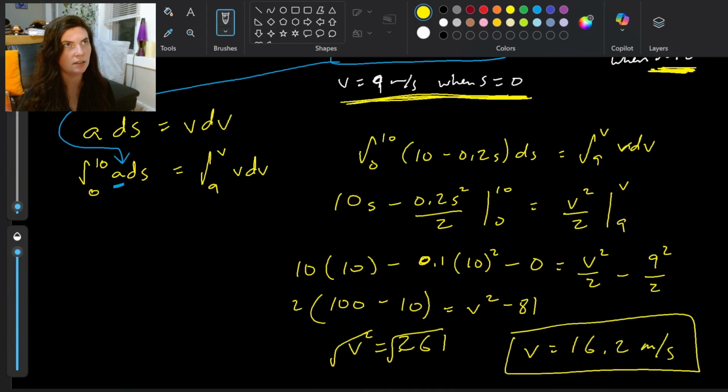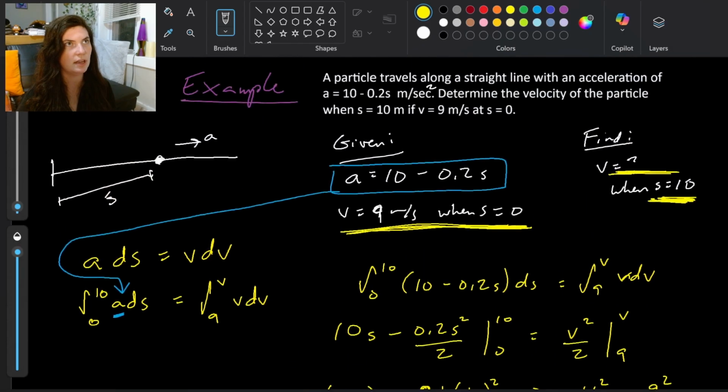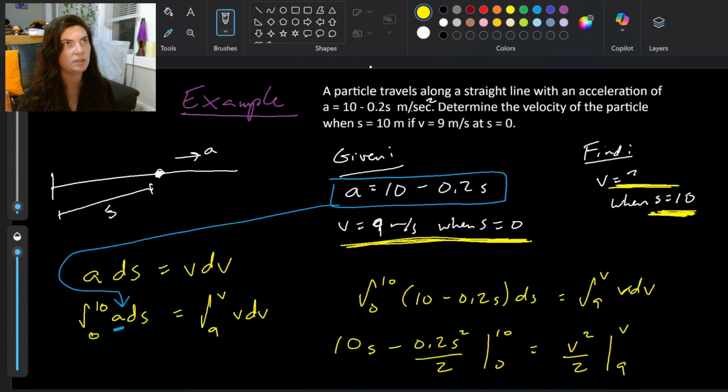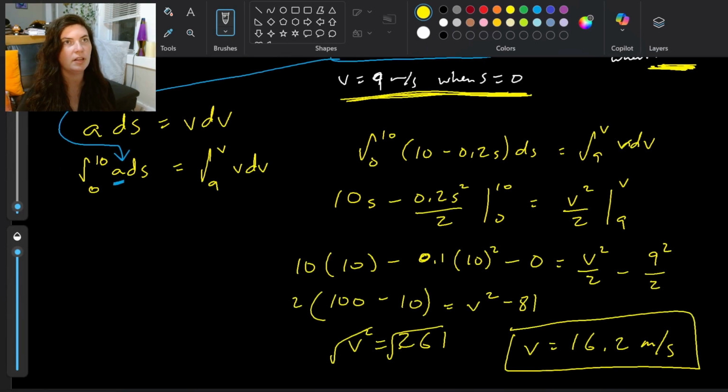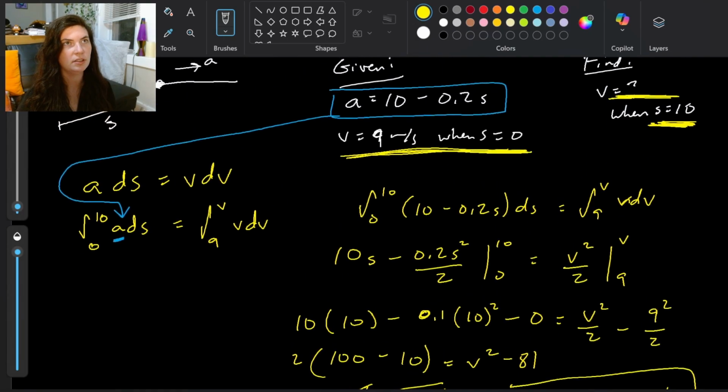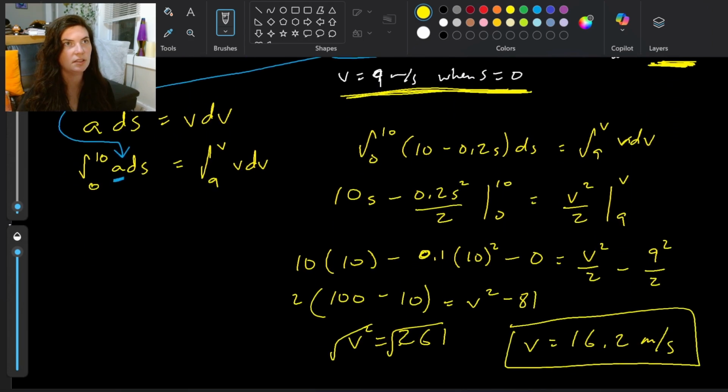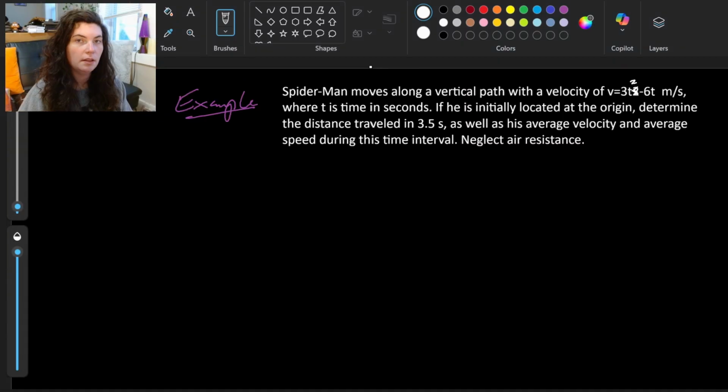meters per second. Double check those units, does that match? My acceleration was in meters per second squared, so my velocity should be in meters per second. So that is my velocity at the position of s equals 10. Velocity is 16.2 meters per second. I didn't need to use time at all, only the relationship between position, acceleration, and velocity. Let's take a look at one last example together.